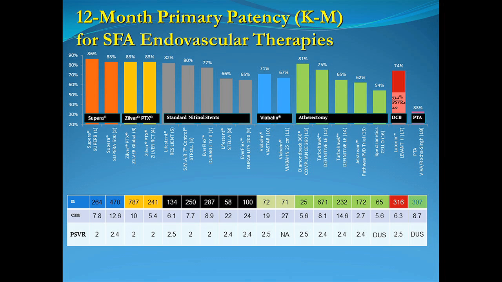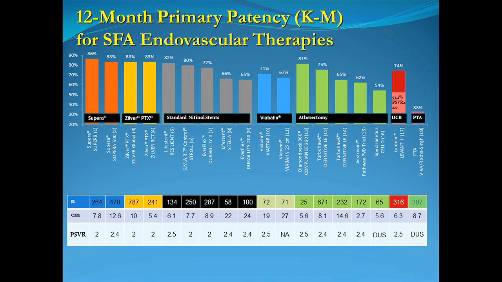So this is a summary of studies of SFA endovascular therapies. These are not head-to-head trials. These are individual trials, just talking about the primary patencies of individual studies for the individual therapies. So we cannot compare the trials because the patient population is different. As you see down here, even the way the primary patencies are evaluated is different.